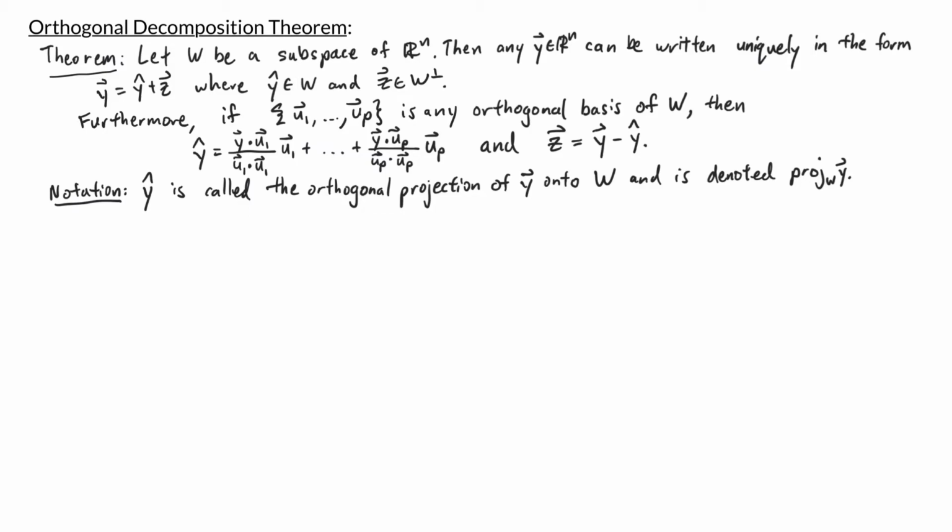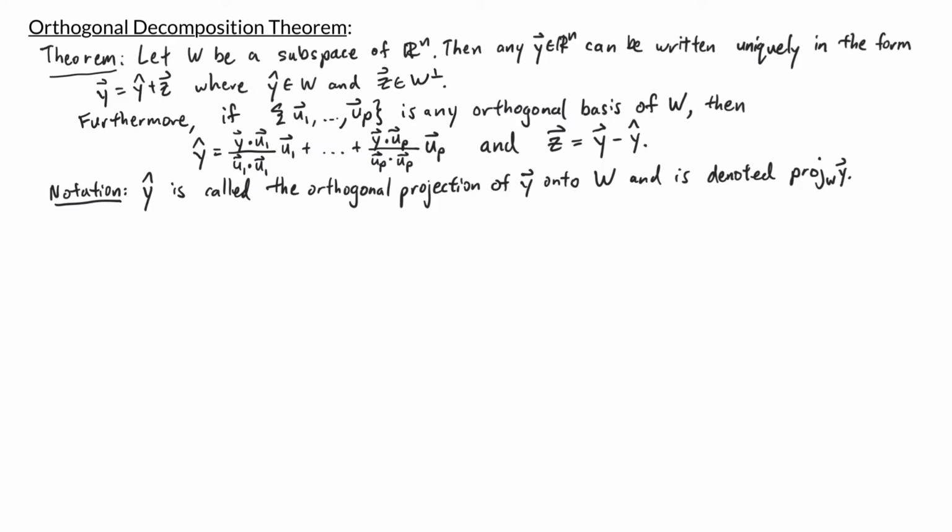So y hat here is what we call the orthogonal projection of y onto W. If you look at the formula for y hat, you might see something familiar. This first term, y dot u1 divided by u1 dot u1 times the vector u1, we've learned previously is just a projection of y onto the vector u1. And the last term, y dot up divided by up dot up times the vector up, is the projection of y onto up. So essentially, we're taking y and projecting it onto each of the orthogonal basis vectors. Then we sum up each of those projections.